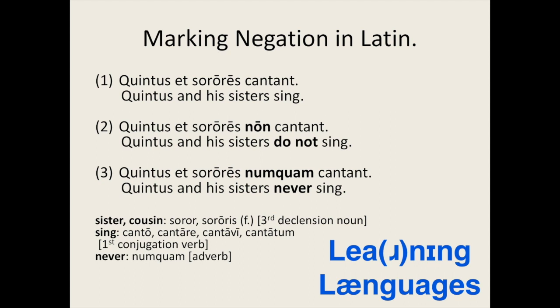However, sentences 2 and 3 represent two different negatives. Sentence 2 implies that Quintus and his sisters are not currently singing, or that they don't regularly sing, or it's not something that they've done before. However, never, as used in sentence 3, has a much more definite meaning. Here it's implied that singing is something which they have not done, and they perhaps under no circumstances would do.